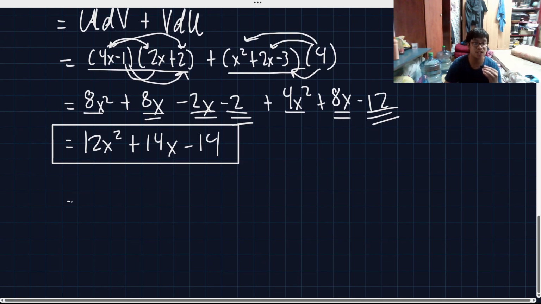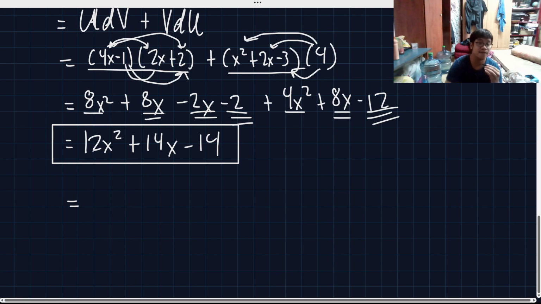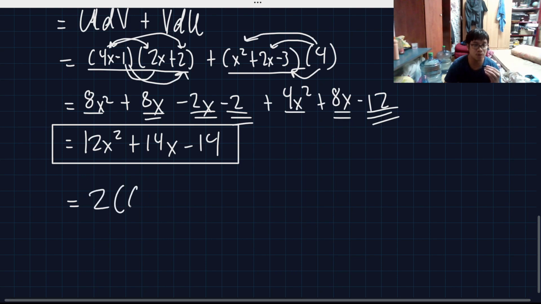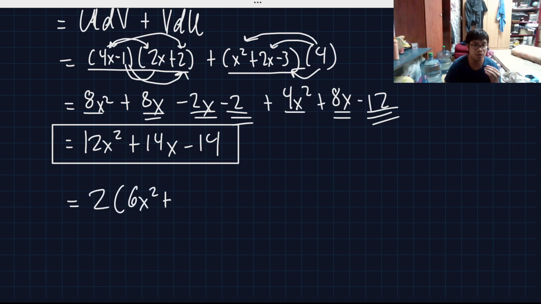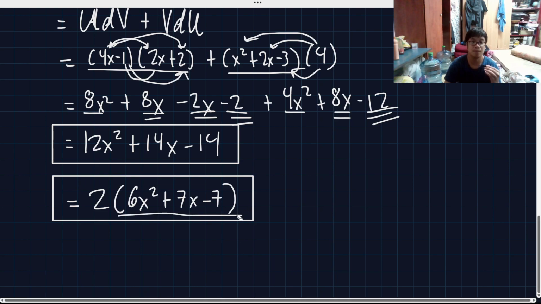Or we can actually simplify this because you see 12x squared, 14x, and negative 14 are all divisible by 2. So we can factor out the 2 here. We will have 2 times the quantity 6x squared plus 7x minus 7. And this can be your final answer. If you think that this is factorable, then good, factor it out. But if it's not factorable, then it's better to leave it that way.